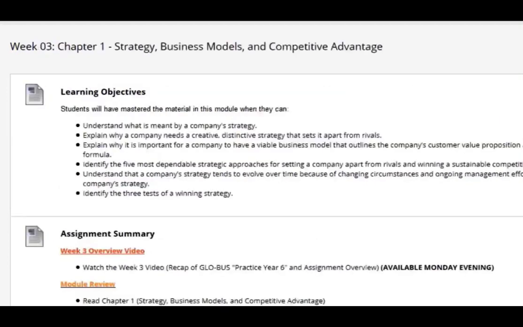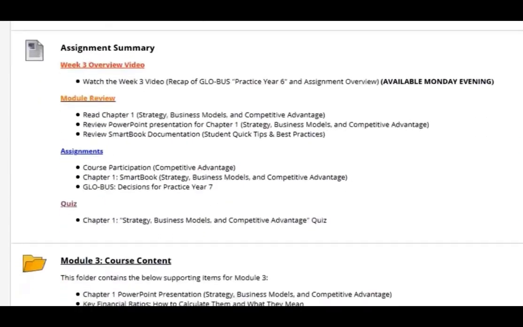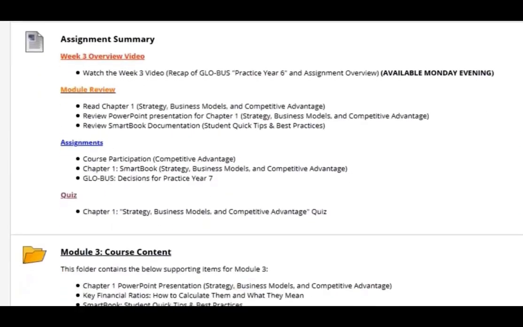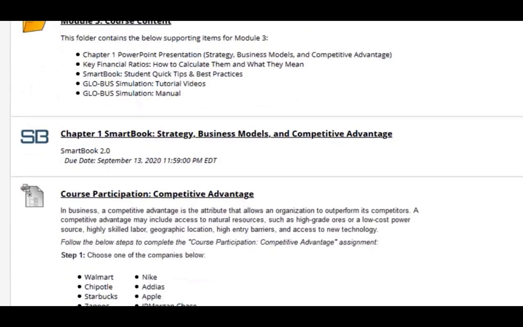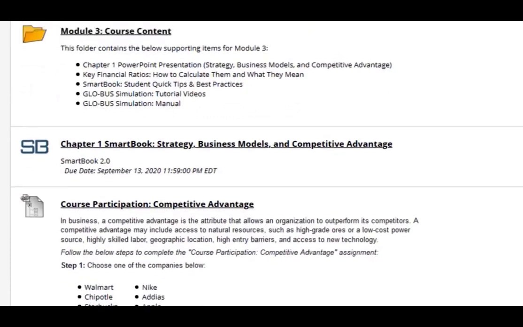Of course, first we have the learning objectives for the week, the assignment summary, which I'll cover here in a moment, the Module 3 course content. Make sure you're reviewing this information. We're now introducing the textbook to you this week. Review the Chapter 1 PowerPoint presentation. I have key financial ratios for you to review. Information about the smart book that you'll be utilizing throughout the course for the e-text. The global simulation information, again, continue reviewing that as well.